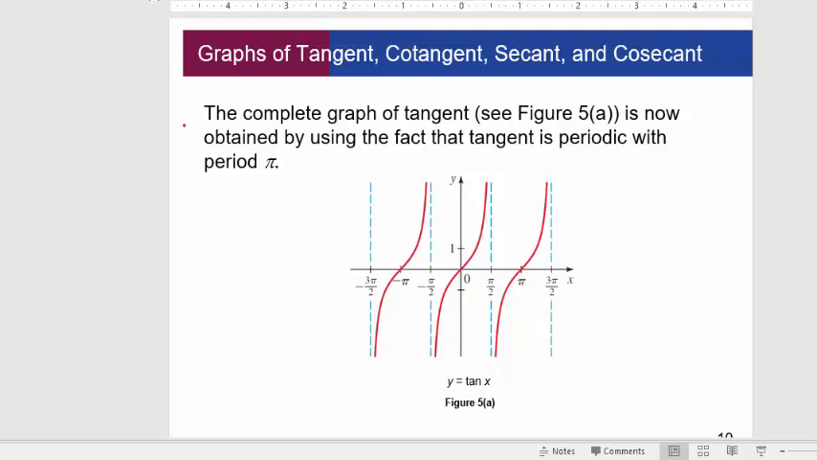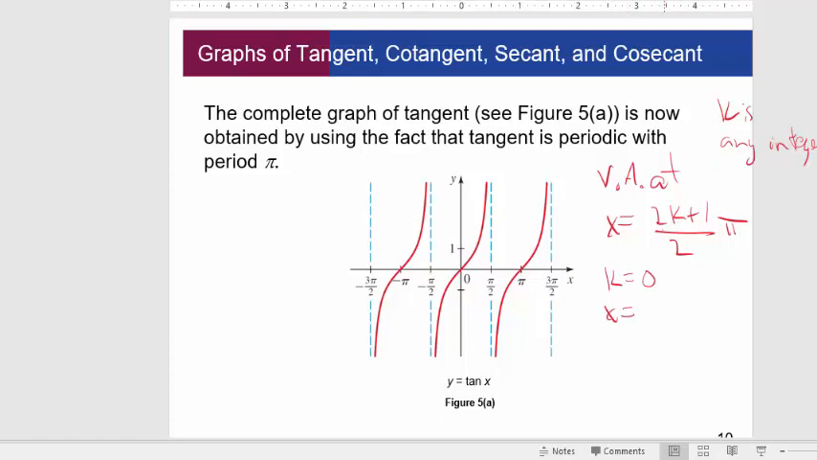And what happens is sometimes they'll give you a form for where the asymptotes appear, and what ends up happening is the asymptotes appear at every vertical asymptote at x equals (2k plus 1) over 2 pi. Now that looks a little bit weird, but think about what this means. Because remember how we had said k is any integer? So what this means is, let's say k equals 0. So if k equals 0, this is just x equals (2 times 0 plus 1) over 2 pi. So it's 1/2 pi, which is pi over 2.